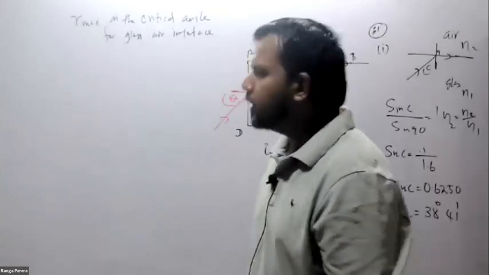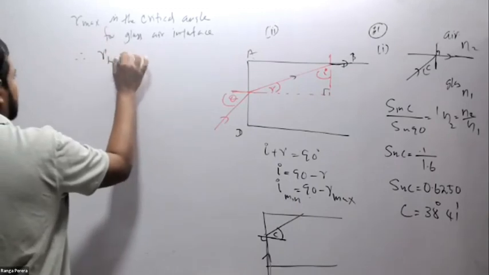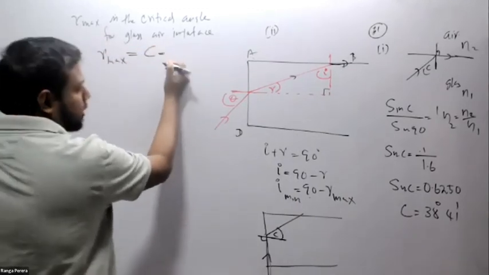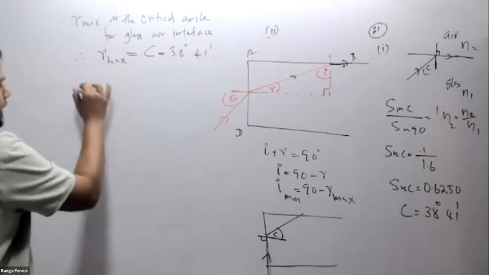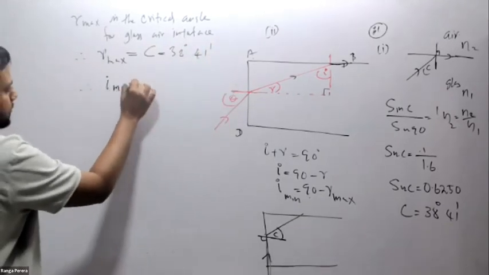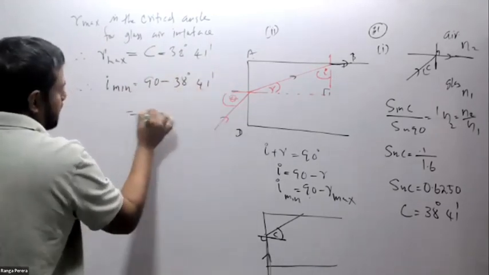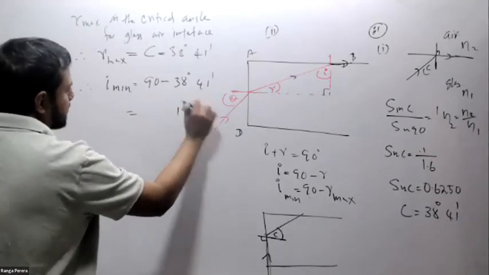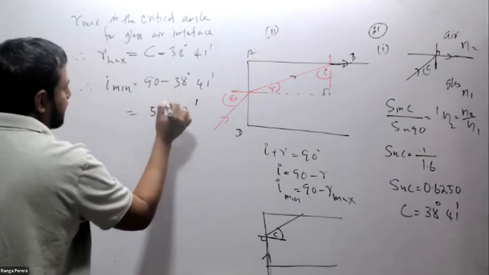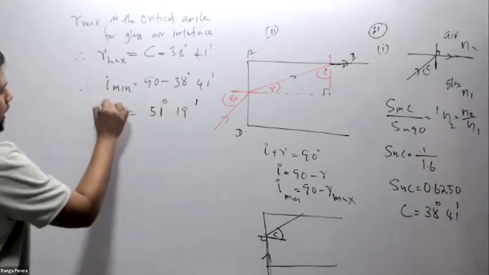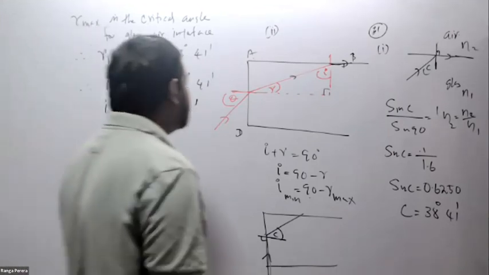R maximum is the critical angle for the glass-air interface. Therefore, R maximum equals the critical angle, which is 38 degrees 41 minutes. Therefore, I minimum equals 90 minus 38 41. Here 19 minutes, 1 degree borrowed, means 51 degrees. I minimum equals 51 degrees and 19 minutes.